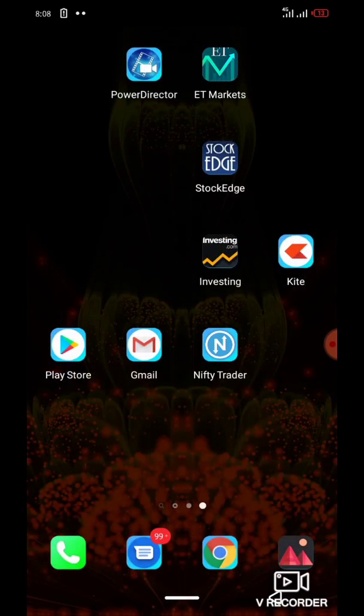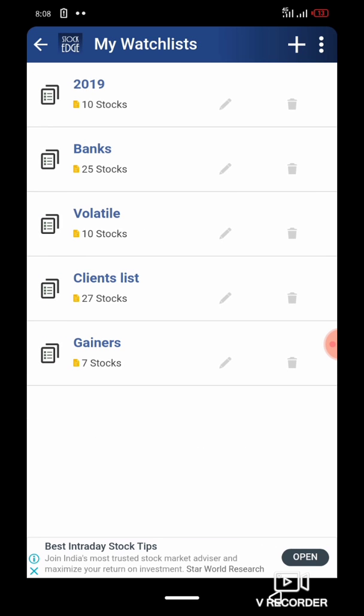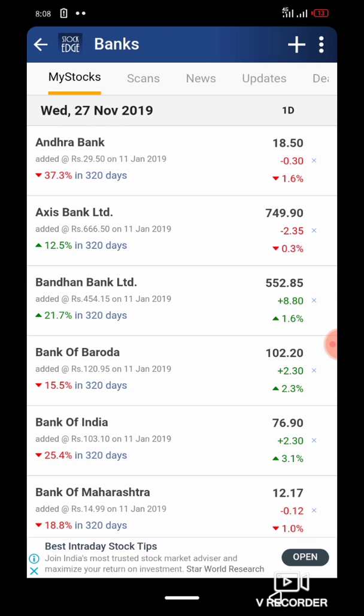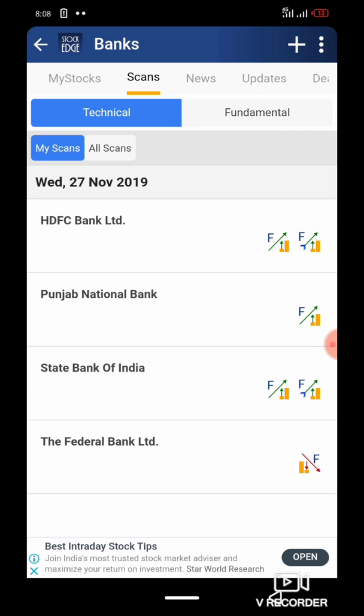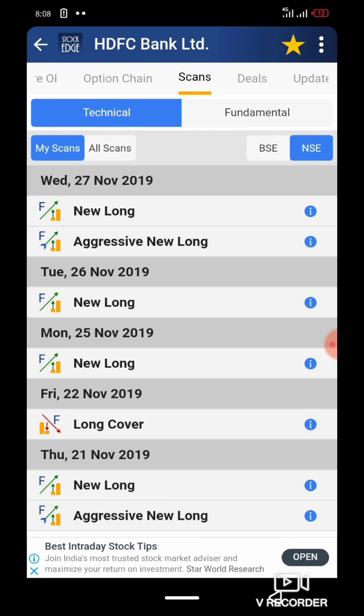Okay, I will tell you about Stock Edge. Okay, this is so useful. Whenever you have selected the stocks according to the trend, you need to analyze it here, right? As you see, my five stock list over here. So my banks, if I select the banks, I can see the scans. You see this scan, HDFC saying something. So you see Wednesday 27 November 2019, new long, aggressive new long. So it can give you this type of indications, right?